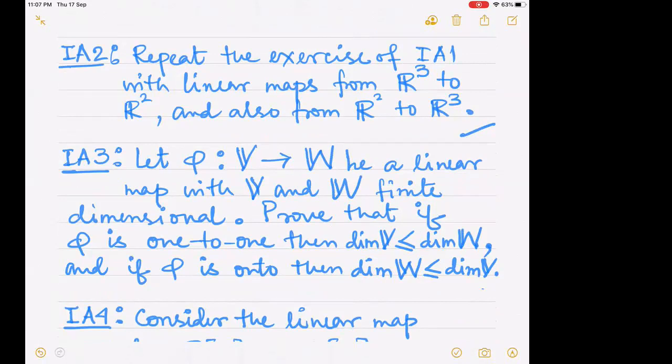One more property involving linear maps, but abstract linear maps, no longer matrices, no longer n tuples or 2 tuples or 3 tuples. Abstract vector spaces, V and W. Phi is a linear map. Then prove that if phi is 1 to 1, then dimension of V must be less than or equal to dimension of W, and if phi is onto, then dimension of W must be less than or equal to dimension of V.